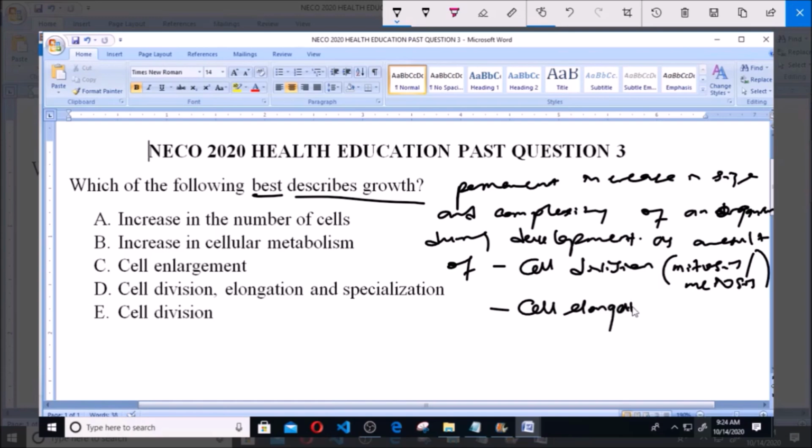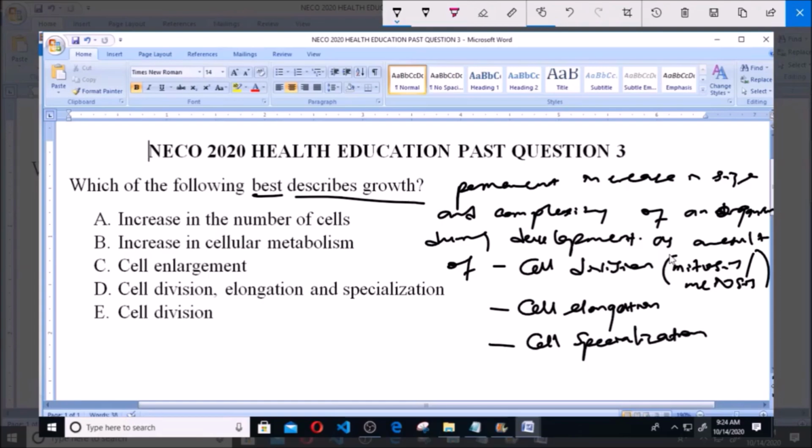Now, this cell elongation simply describes the ability of these divided cells, that is the daughter cells that are a result of cell division, to increase in size. That is cell elongation or enlargement. Then after cell elongation and enlargement, the next is what? Cell specialization.